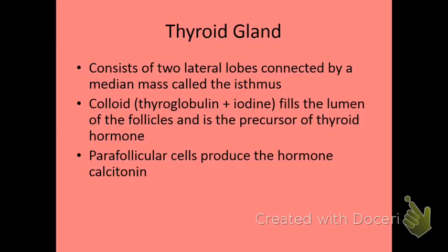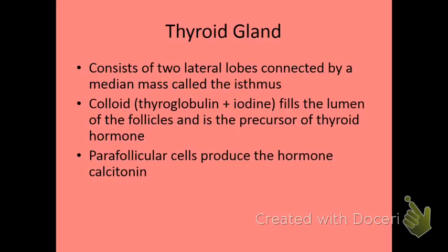They create a colloid, which has thyroglobulin and iodine. It fills the lumen of the follicles, and it creates thyroid hormone. And on the backside, we have the parafollicular cells that produce the hormone calcitonin.